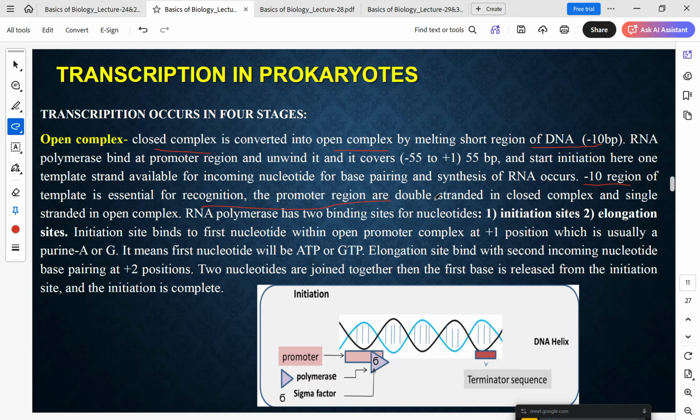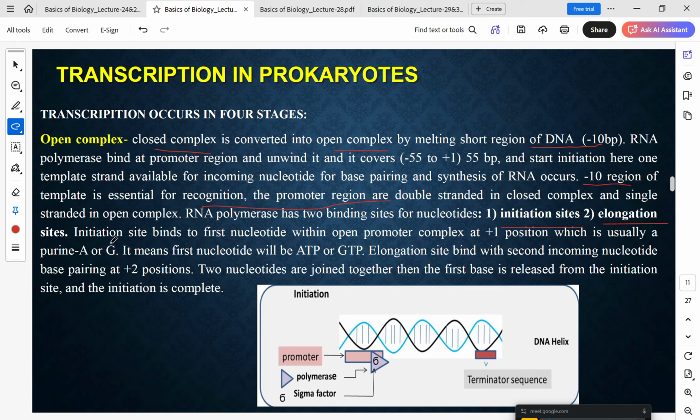So within the RNA polymerase, there are two binding sites for nucleotides. There is an initiation site and there is an elongation site. First, the RNA polymerase needs to bind in a conformation so that the DNA is bound to the initiation site, and as the reaction progresses, the conformation changes so that the elongation site is the one bound to the DNA.